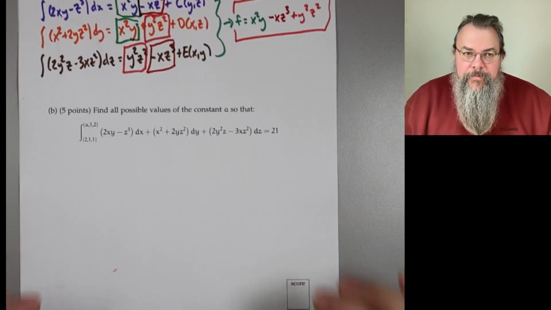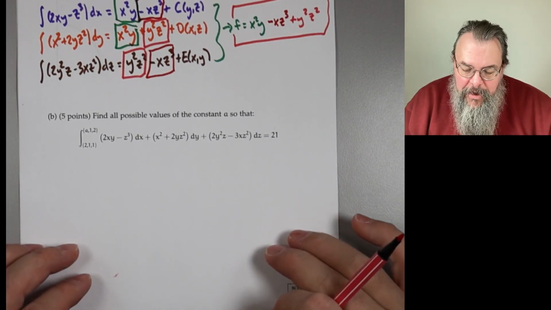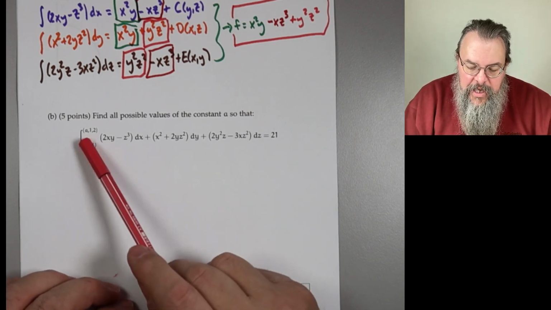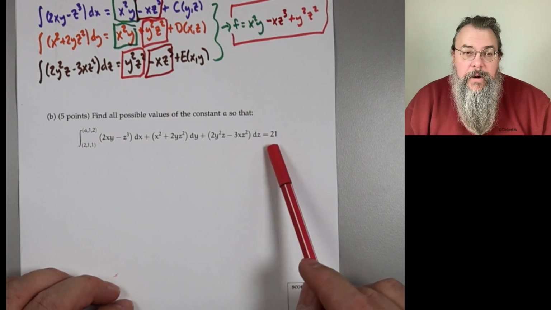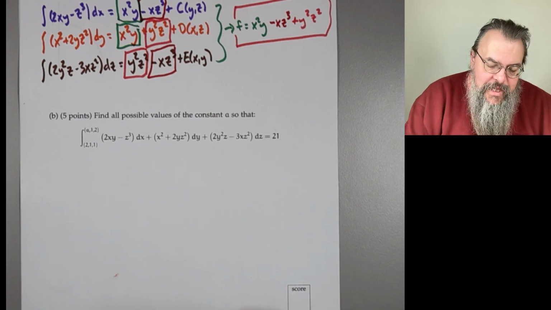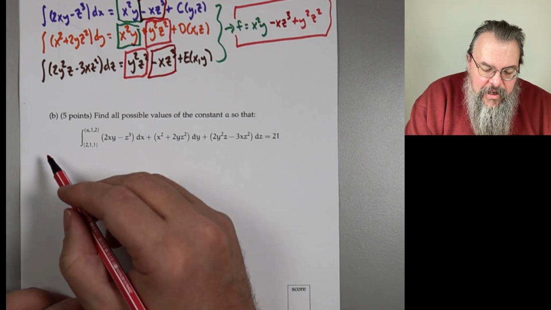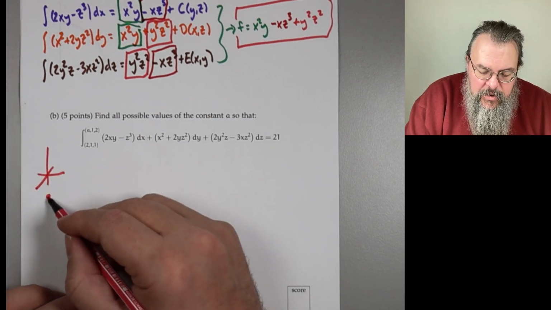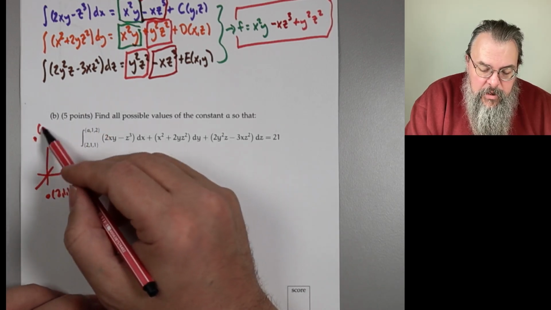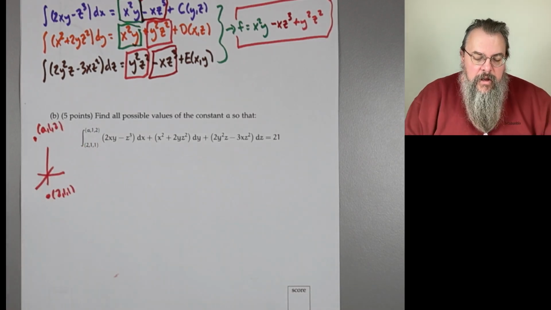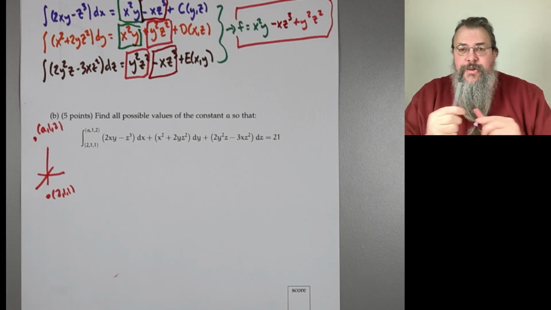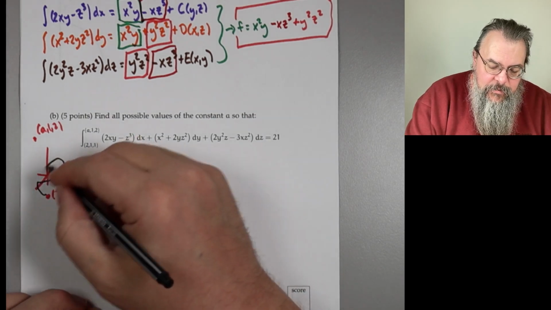All right, part B. Find all possible values of the constant a so that the integral from (2, 1, 1) to (a, 1, 2) of this equals 21. Now, notice, what does this mean? Well, it means that we're in three-dimensional space, and we're going from a point (2, 1, 1), and we're ending at another point (a, 1, 2). And these are probably not in the right place, but there's an implied sense that we're going from here to there. So it's like there's a curve.